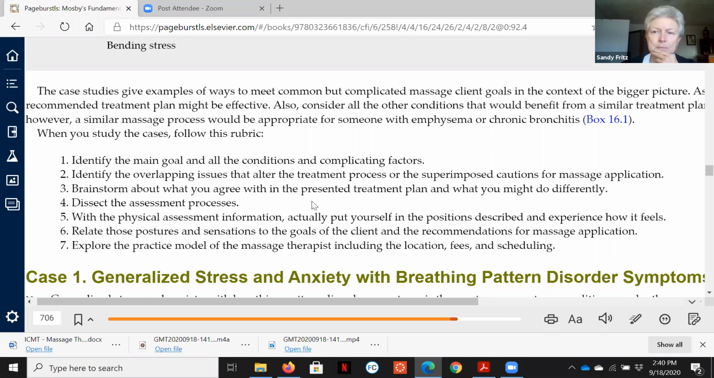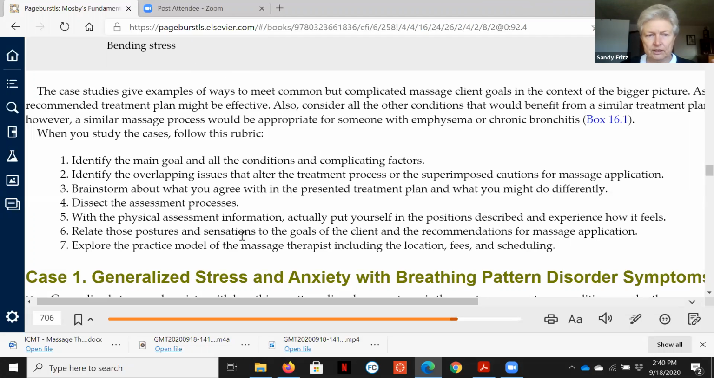Dissect the assessment process. If you don't remember how to do something, go back in the textbook and find both of them, Essential Science and Fundamentals, and review that. With the physical assessment information, actually put yourself in the positions described, or maybe even get somebody that you can pretend to be this client described in the case, and you can put them in those positions so that you can get a kinesthetic sense of it.